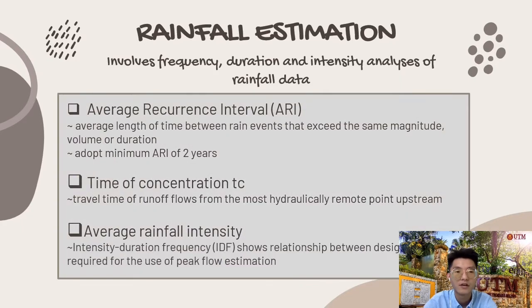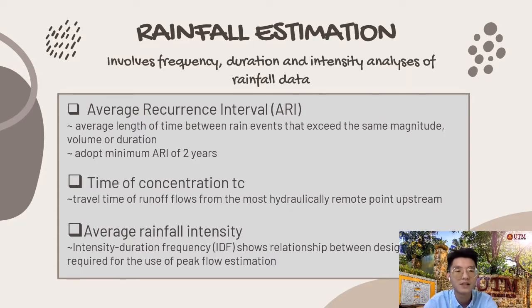First of all, the average recurrence interval, ARI. It is the average length of time between rain events that exceed the same magnitude, volume, or duration. It actually adopts a minimum ARI of 2 years. Secondly is the time of concentration. It is the travel time of runoff flows from the most hydraulically remote point upstream. And lastly, the average rainfall intensity.